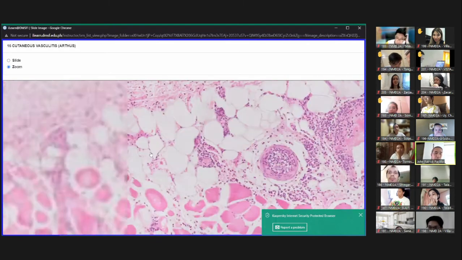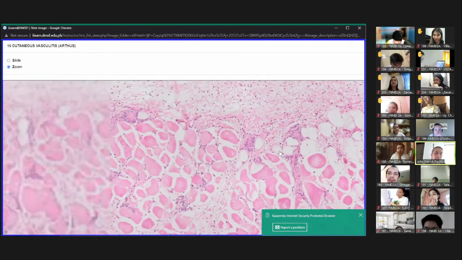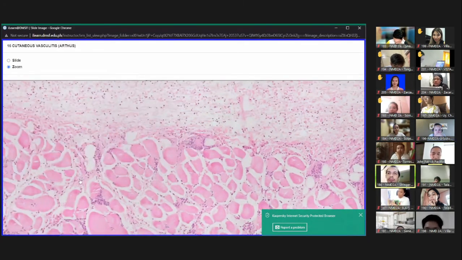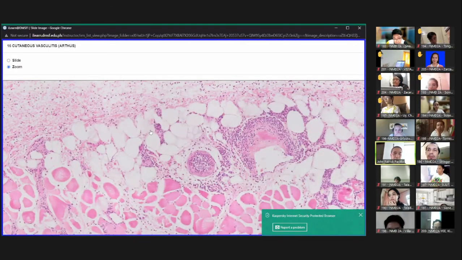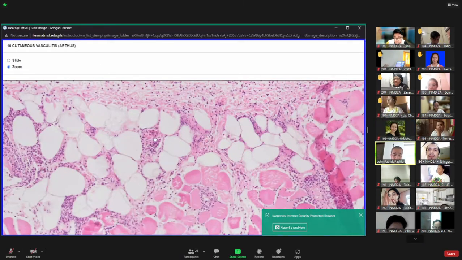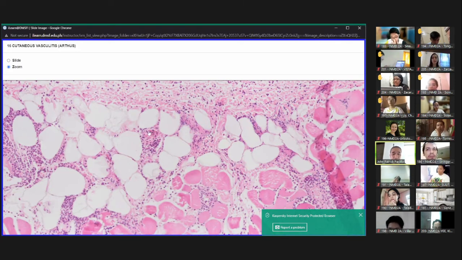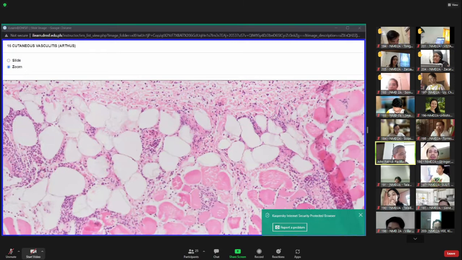Let us try to look for another blood vessel. That would be vasculitis. Here, this one is another blood vessel. You would see it lined by endothelial cells, and then you have the amorphous pink material, that would be the fibrinoid necrosis, and then you have neutrophils. Next, we have temporal arteritis.